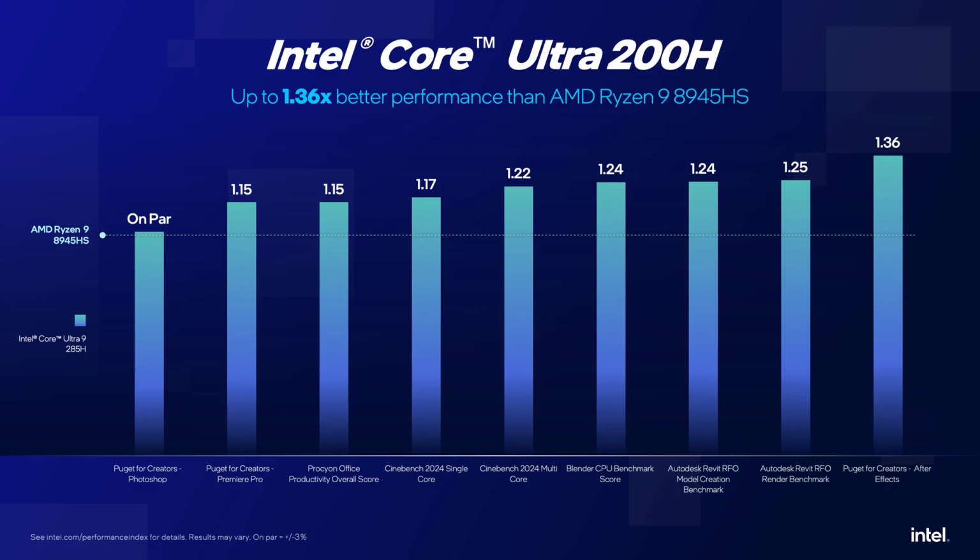We're up to 36% better than our competition. A lot of these workloads blend both the CPU and the GPU performance, but some of these, like Cinebench single core, Cinebench multi-core, and Blender, are very CPU specific. And you can see a big bump in performance there, but also when you combine these workloads that use both the CPU and GPU, a huge bump in performance and a leadership advantage we have.